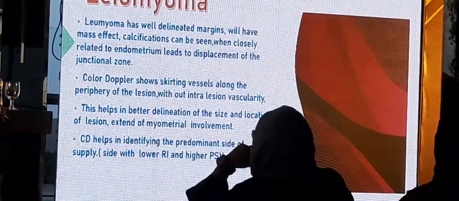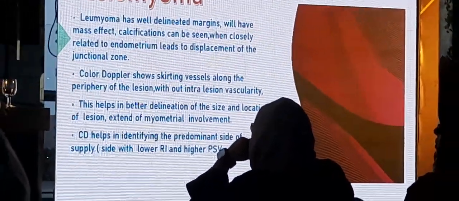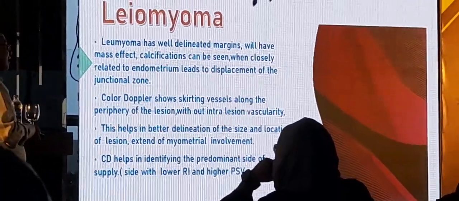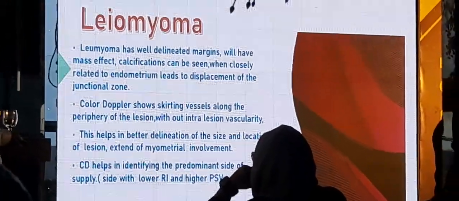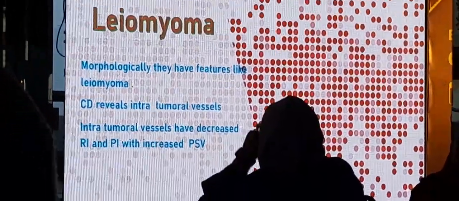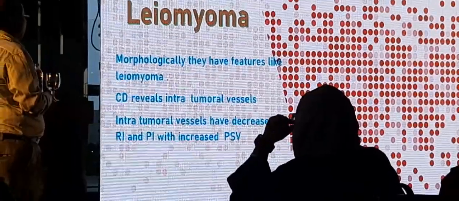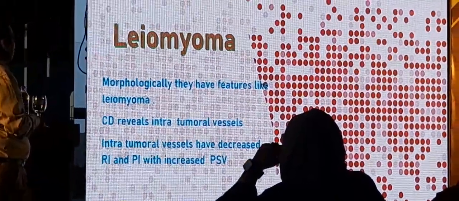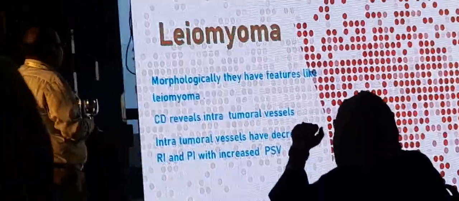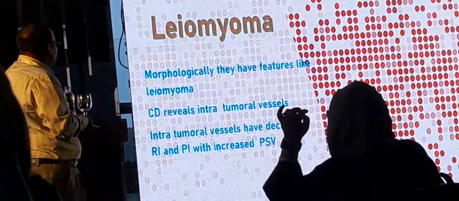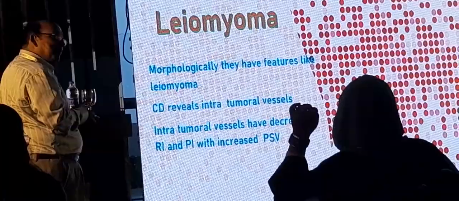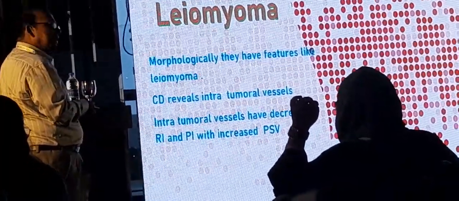Color Doppler helps in identifying the predominant site of the supply, site with lower RI and higher peak systolic velocity and end diastolic velocity. Morphologically, they have features like leiomyoma. Color Doppler reveals intratumoral vessels. Intratumoral vessels have decreased RI and PI, increased peak systolic velocity. That is, peak systolic velocity is always angle dependent, but RI and PI are not angle dependent.